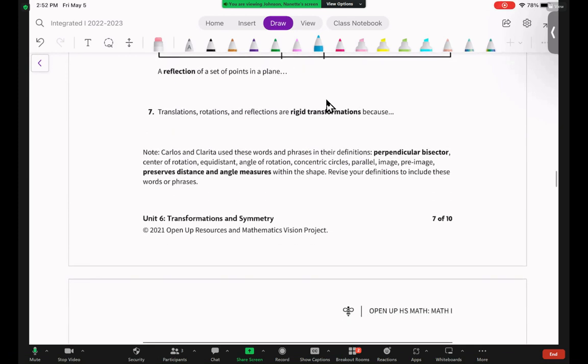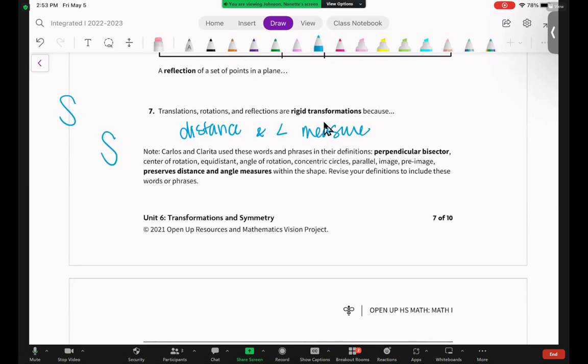So number 7 says translations, rotation, and reflections are rigid transformations because the 2 things that need to happen in order for them to be considered a rigid transformation is they preserve distance and angle measure. So if you looked at my S that went from here to here, right? So the distance meant like, well, the angle measure. So notice this S doesn't look all big on the top and then little on the bottom.